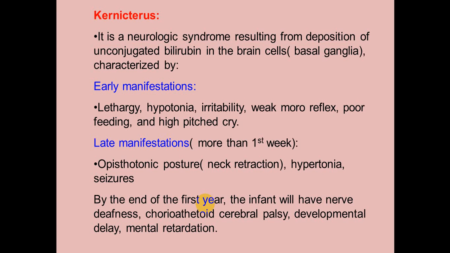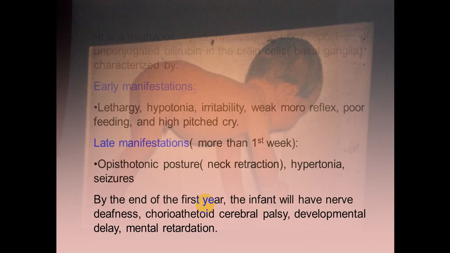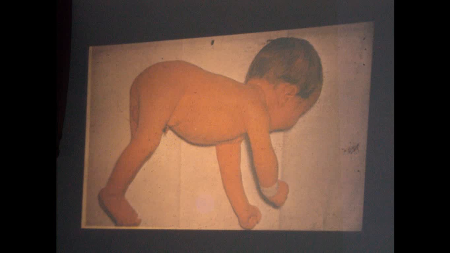There is choreoathetoid cerebral palsy, developmental delay, mental retardation. And here is the photo of the infant with hyperbilirubinemia and kernicterus. You see the neck retraction backward and the spastic position and the yellowish discoloration of the newborn.